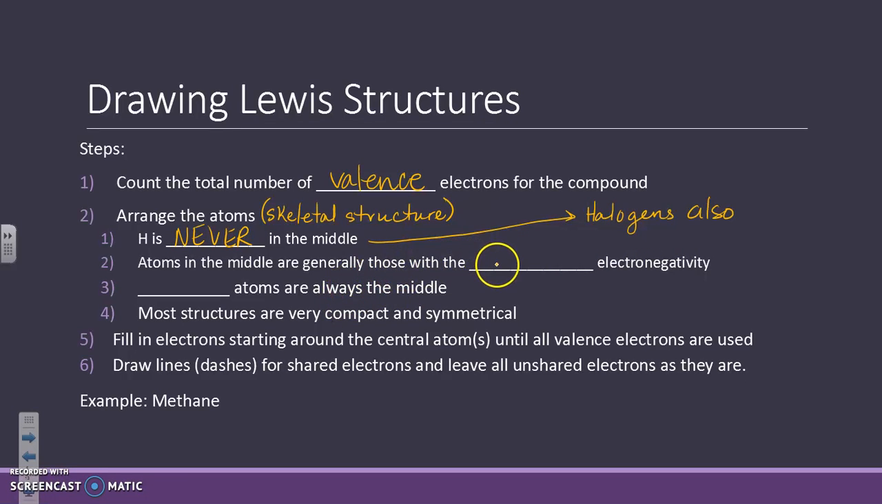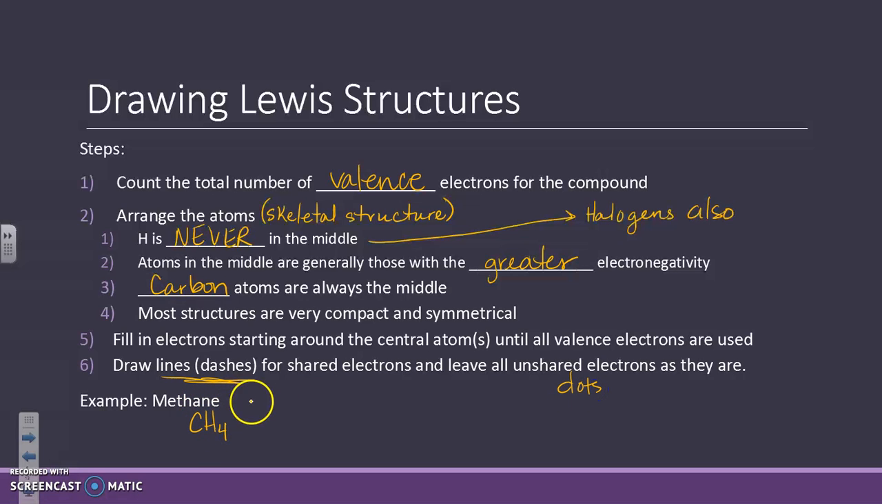Atoms in the middle are generally those with the greater electronegativity, and carbon loves to be the center of attention, so carbon's always going to be in the middle. All right, when you're drawing your structures, you want to make sure that they stay as compact and symmetrical as possible. After you draw your skeletal structure, make sure that you subtract the electrons that you've used from your electron inventory, and then you fill in your electrons starting around the central atom first until all valence electrons are used. If they're sharing electrons, you draw a line or a dash, and if they are not shared, you leave them as dots. So, for example, methane.